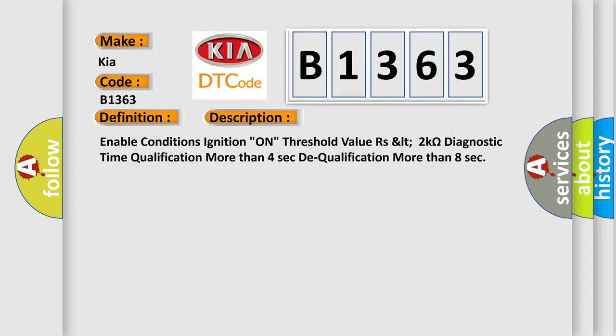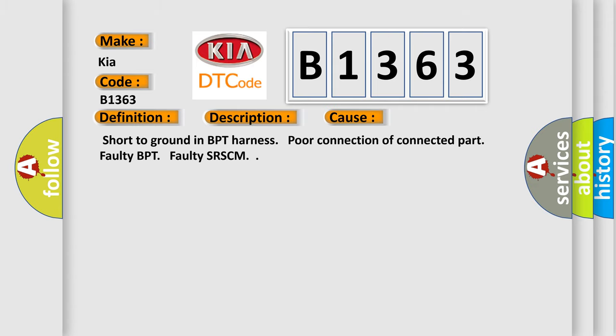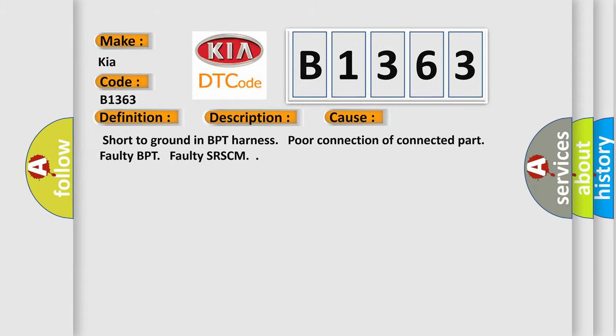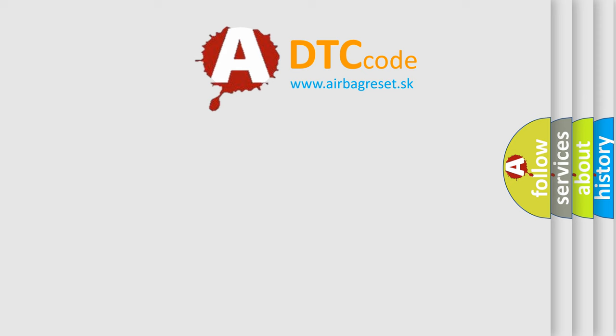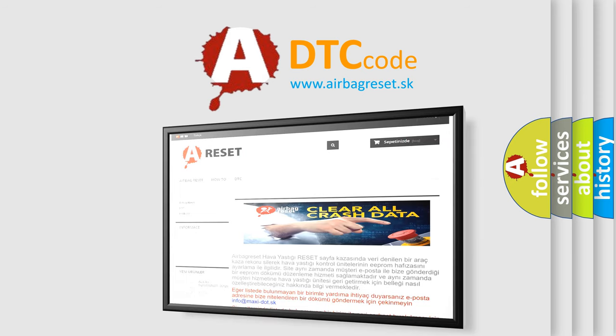Enable conditions: ignition on, threshold value RZLT 2 kilo ohms. Diagnostic time qualification: more than 4 seconds. De-qualification: more than 8 seconds. This diagnostic error occurs most often in these cases: short to ground in BPT harness, poor connection of connected part, faulty BPT, faulty SRSCM.